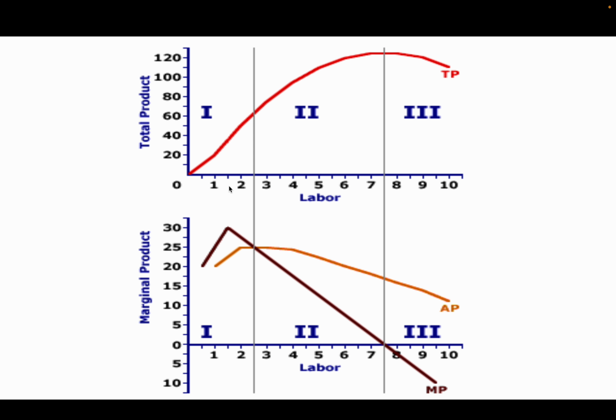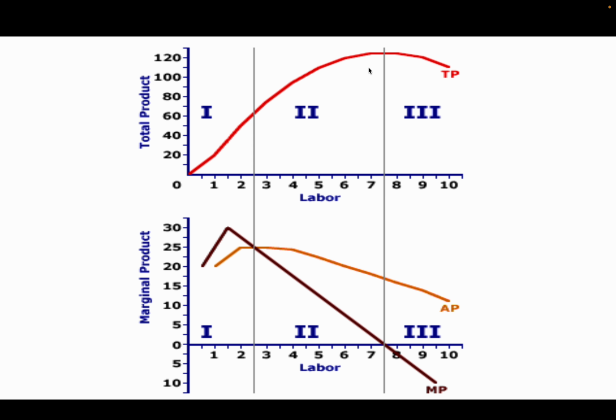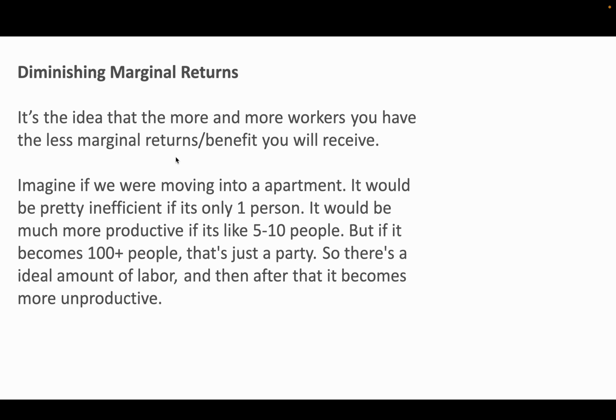Why does this happen? Well, we have a limited amount of capital. What does that mean? We have a limited amount of boxes, limited tape, limited tools we can actually use to move things, right? So if we have too many people, they can't use those tools. They can't use all that capital, so they're not that productive. That's why we see this hill-like shape here.